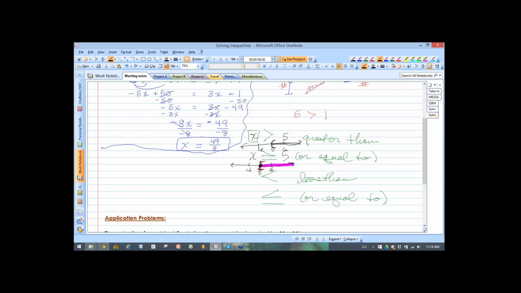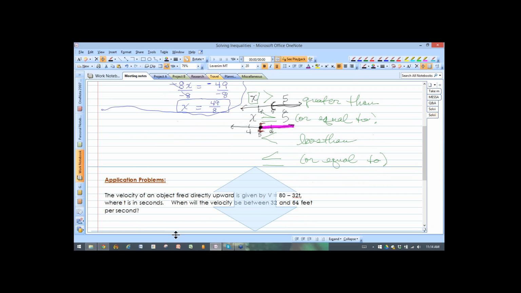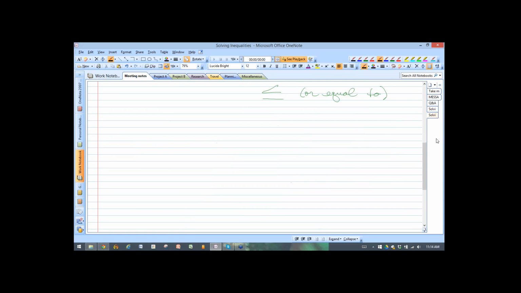I'm going to do more of this, where we graph the solutions, when we come to our solutions. So let me get to more about the solving of the inequalities. That's an example for later that you're seeing pop up there.